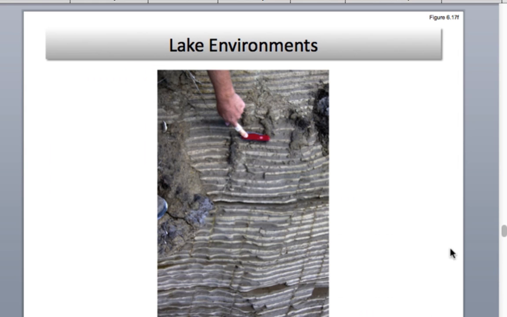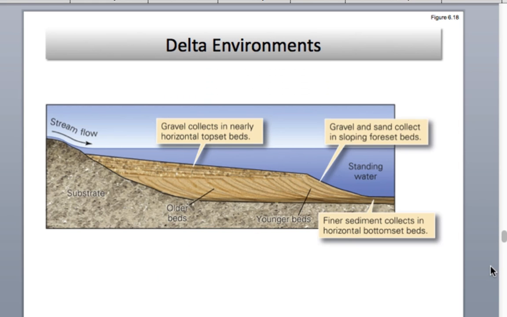Then as we look around lake environments, the word we use for lake is lacustrine. But lacustrine environments, here they're quieter water. So note I have quiet water, so I'm going to have finer particles, mostly mud size, and they occur in these laminations. Then as we look at delta environments, so now we're looking at coastal environments.